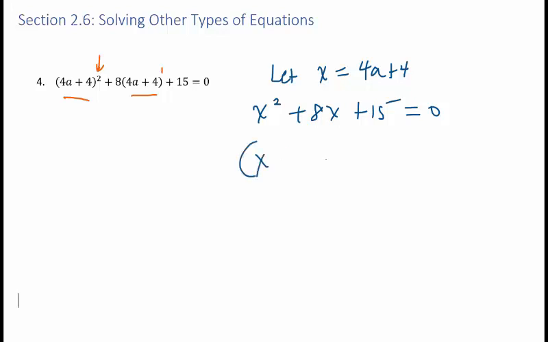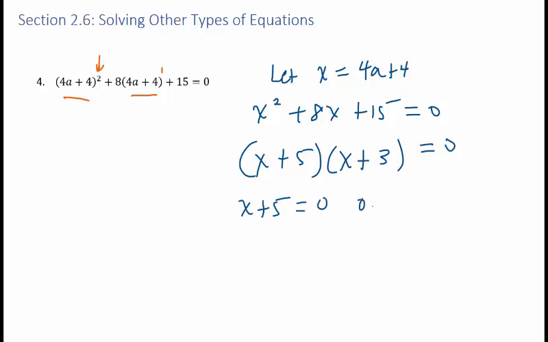Try to factor. We need factors of 15 that add to give us 8. So we could try 5 and 3. And then solve each of these equations by setting them equal to 0. So x plus 5 equals 0, or x plus 3 equals 0. And therefore x is negative 5, or x is negative 3.